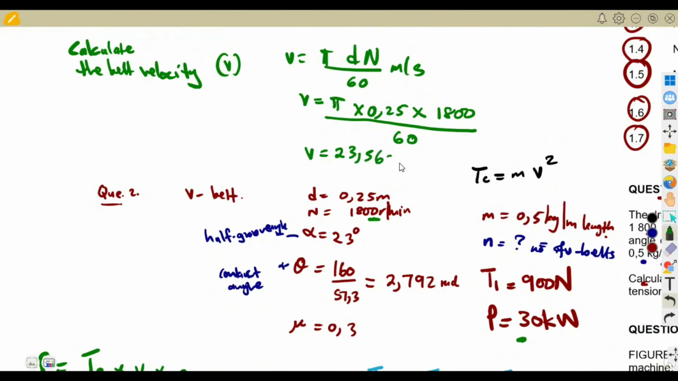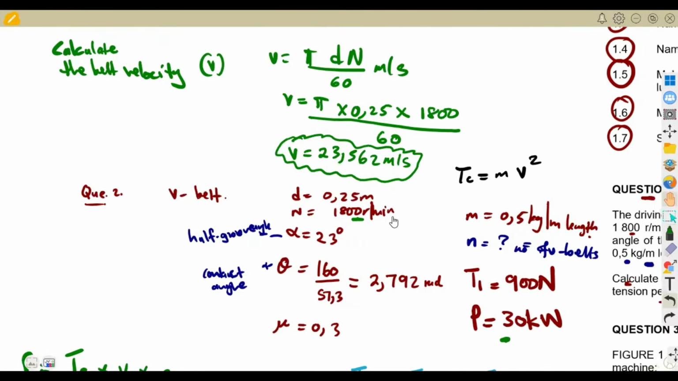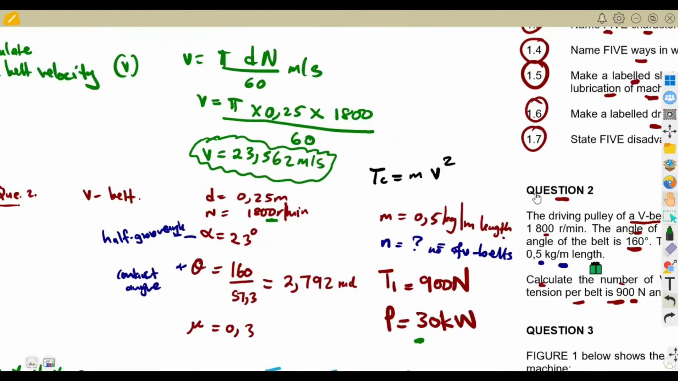Just also cross-check with your calculations, meters per second like this. So with this velocity that we are having here, we can use it now to calculate our centrifugal tension. As I said, the centrifugal tension is equivalent to this formula, so we can calculate this. All right, so let us calculate our centrifugal tension, guys.